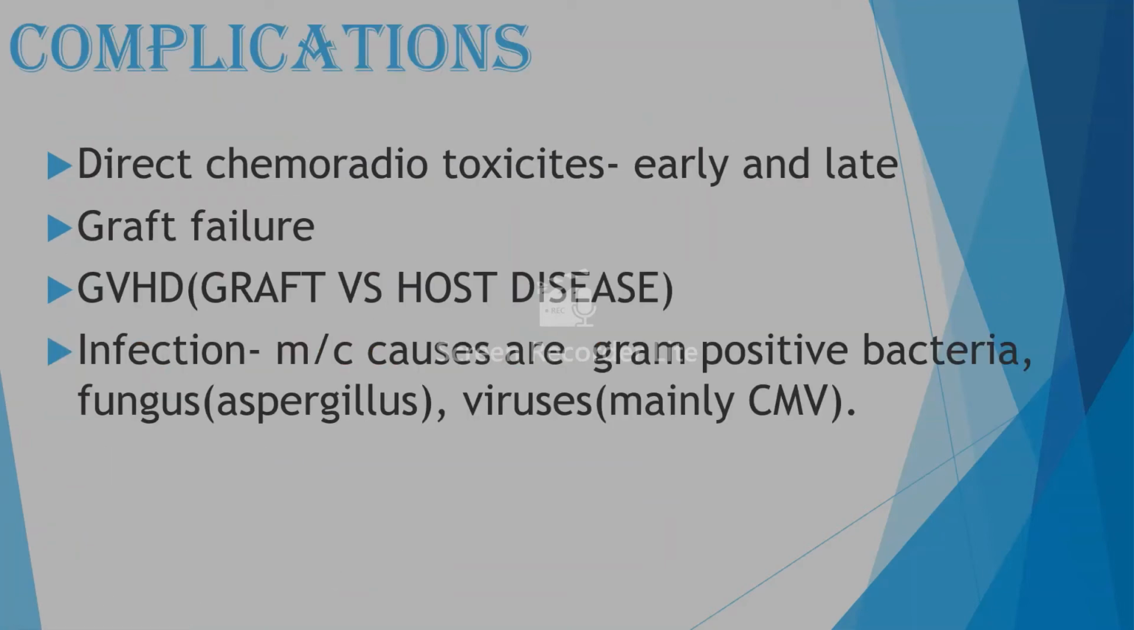There are several complications of bone marrow transplantation. They could be categorized into 4: the chemoradiotoxicities, which could be early or late, graft failure, graft versus host disease, and the infections. Most common causes of infection are gram-positive bacteria, fungi, mostly Aspergillus, and viruses, mainly cytomegalovirus.